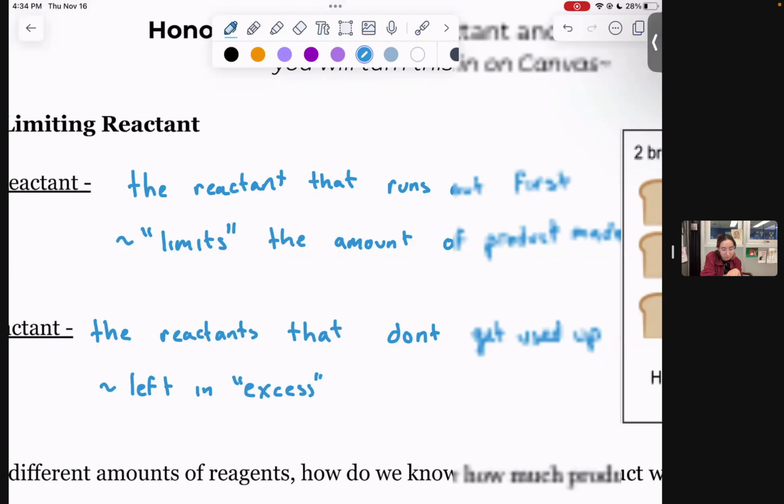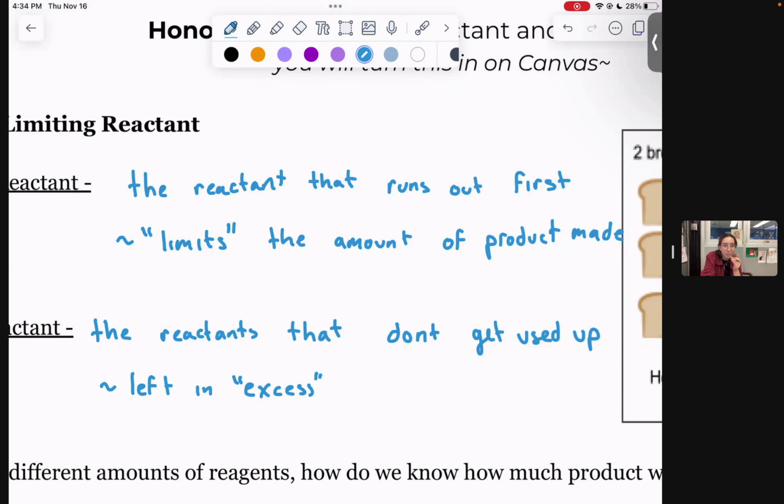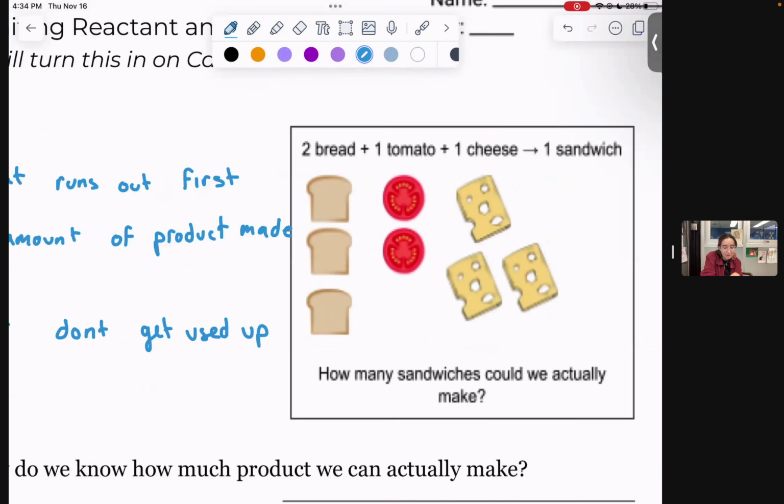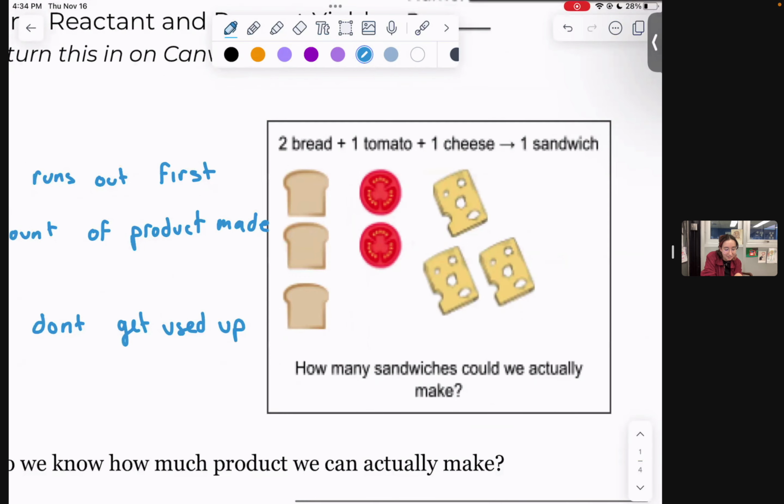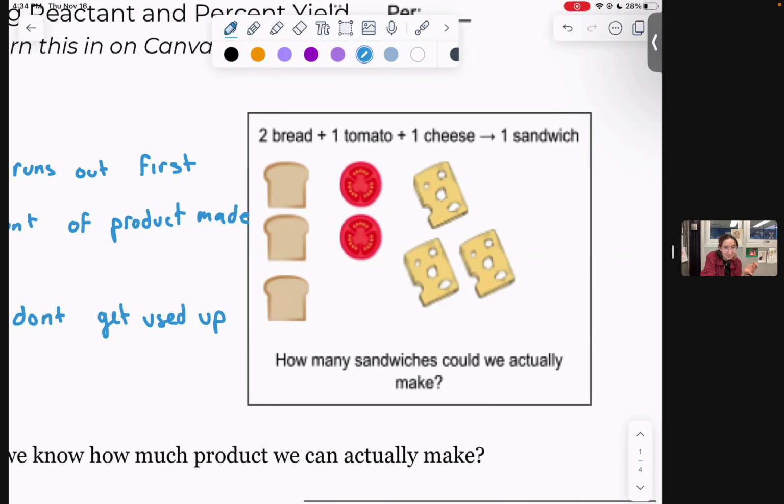So let me give you a little scenario here. We're back to sandwiches. If this was a beautiful recipe for a sandwich, and to make one sandwich I need 2 bread, 1 tomato, and 1 cheese, and I have 3 bread, 2 tomato, and 3 cheese, how many sandwiches can I actually make here? Think to yourselves, how many sandwiches could we actually make?